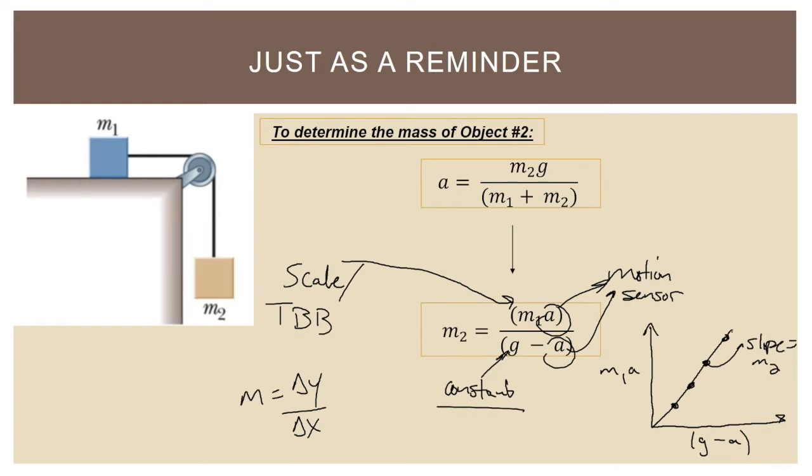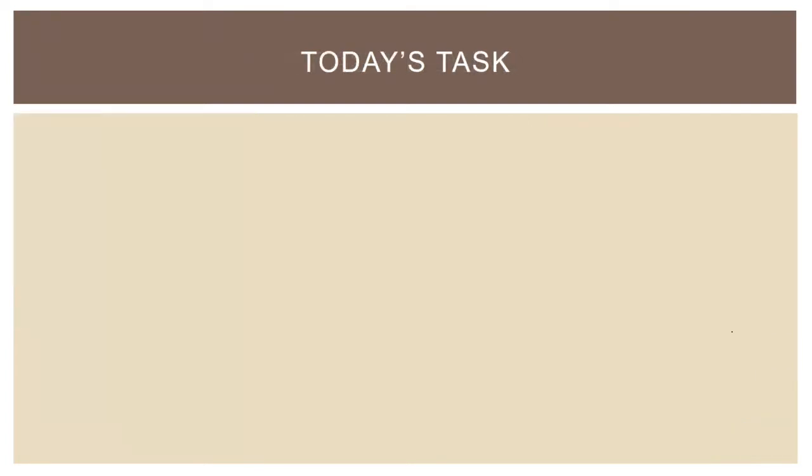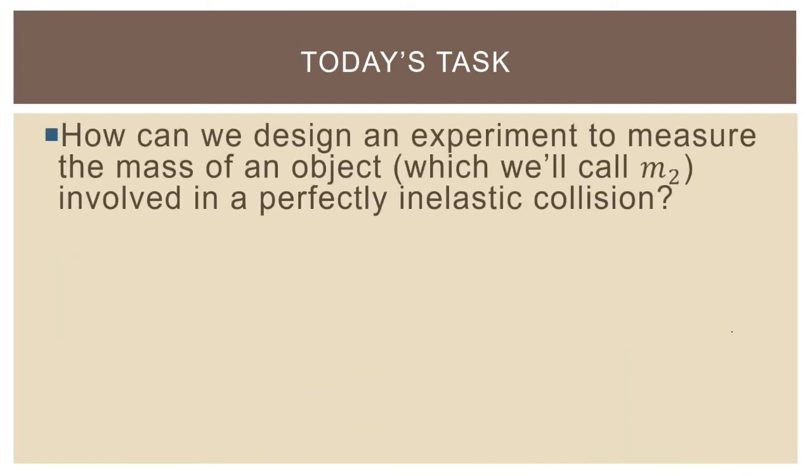And so the reason why I'm saying we're revisiting this experiment is because now I want to take a look at another experimental design situation where we'll be measuring the mass of an object. So the question here is, how can we design an experiment to measure the mass of an object, which we'll call M2, just for consistency with the last diagram, involved in a perfectly inelastic collision? Because this is a perfectly inelastic collision, remember, we're saying these objects are sticking together.